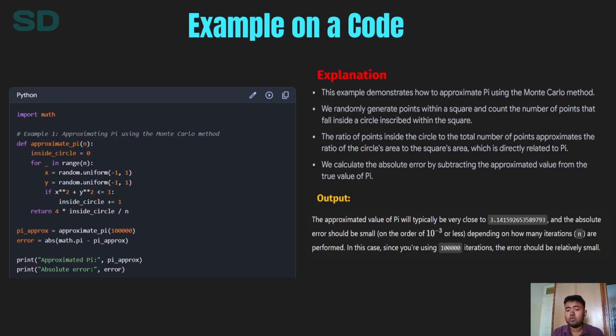We calculate the absolute error by subtracting the approximated value from the true value of pi. Output. The approximated value of pi will typically be close to 3.141592653589793, and the absolute error should be small, on the order of 10 to the power minus 3 or less, depending on how many iterations n are performed. In this case, since we are using 1 lakh iterations, the error should be relatively small.